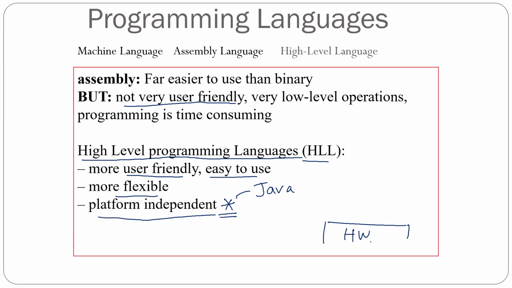So you have this hardware, right? Hardware means your computer hardware that comprises your CPU, memory, input devices, output devices, buses, and storage devices. Hardware understands machine language. Machine language is closest to the hardware. This is the language that hardware understands. On top of machine language, we have assembly language.